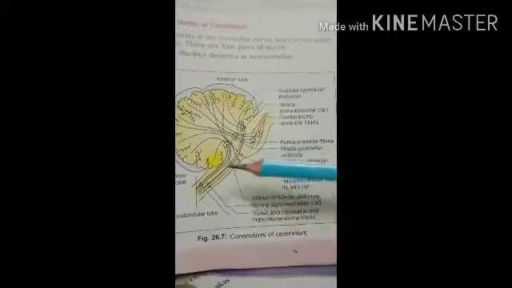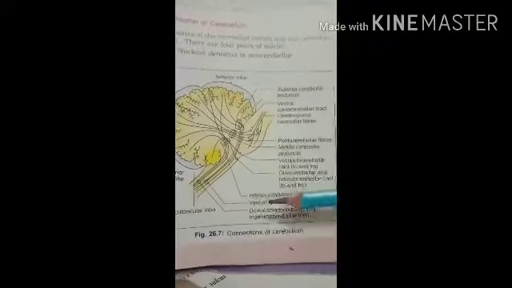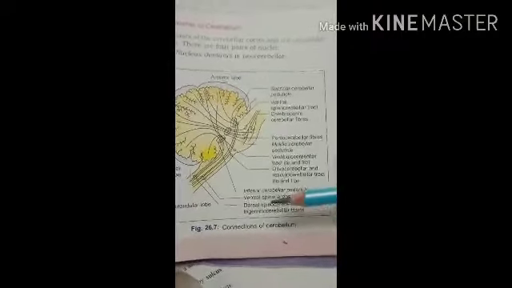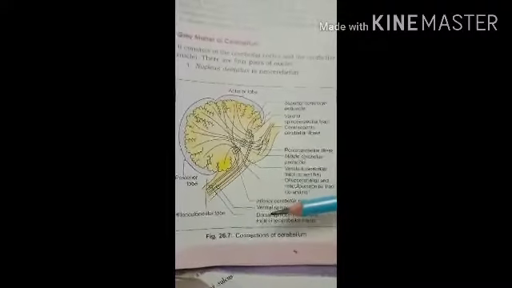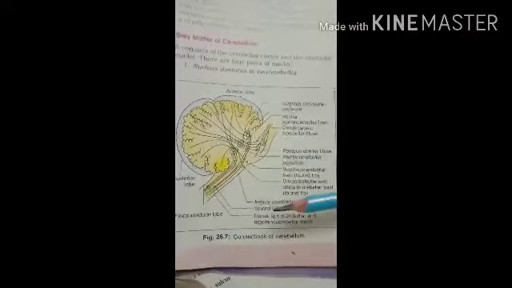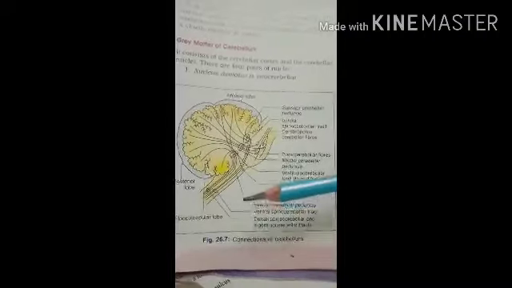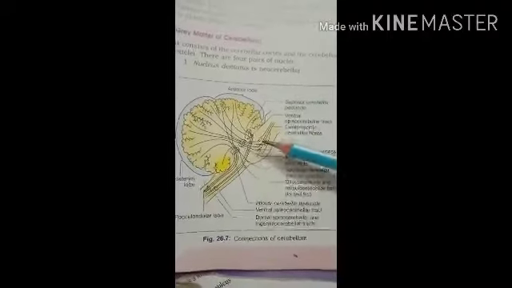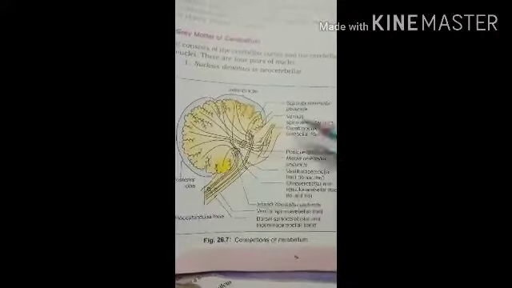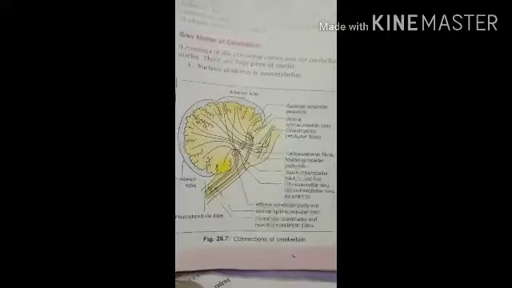Then the last one is the inferior cerebellar peduncle. It is also afferent in nature and connects to the medulla oblongata, meaning it carries afferent impulses from the medulla oblongata to the cerebellum. So these are the three peduncles through which the brainstem is attached to the cerebellum, and the exchange of afferent and efferent impulses passes through these peduncles.